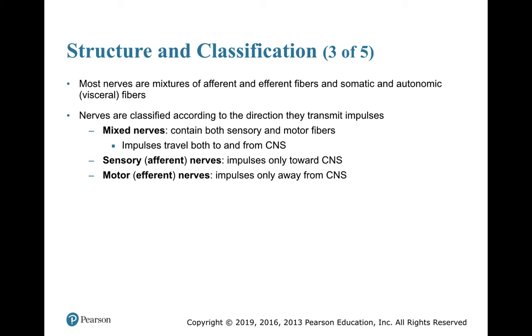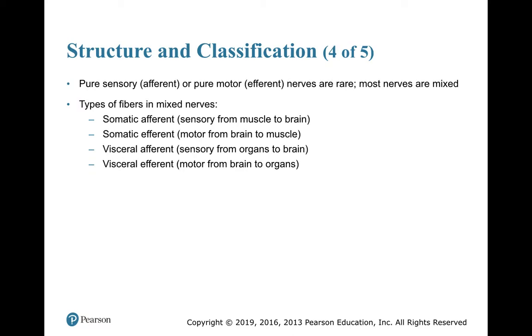Others would be sensory or afferent nerves. They are only carrying information towards the central nervous system. And others would be motor. They are carrying only impulses away from the central nervous system. Pure sensory or pure motor nerves are rare. Most of them are mixed. We will see some pure sensory when we look at the cranial nerves, but most are mixed.